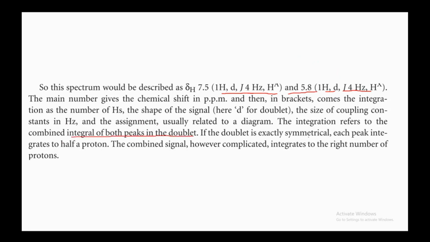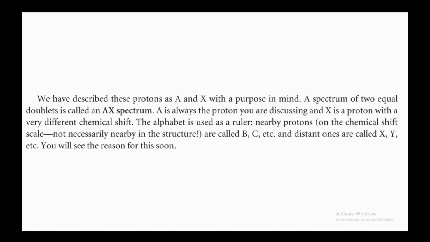If the doublet is exactly symmetrical, each peak integrates to a half proton. The combined signal, however complicated, integrates to the right number of protons. We have described these protons as A and X with a purpose in mind. A spectrum of two equal doublets is called an AX spectrum.